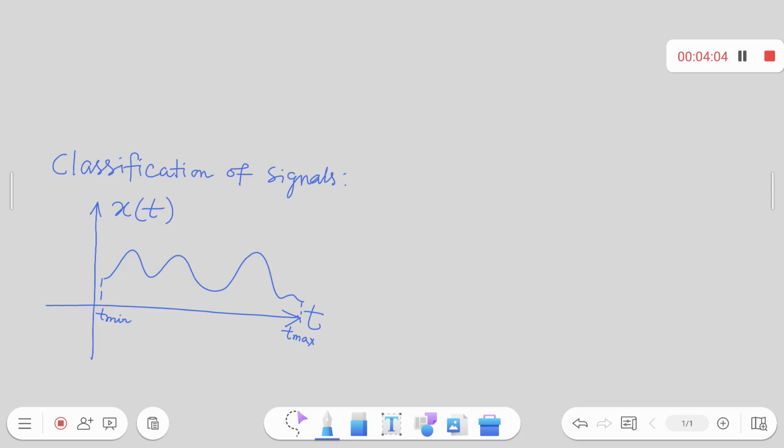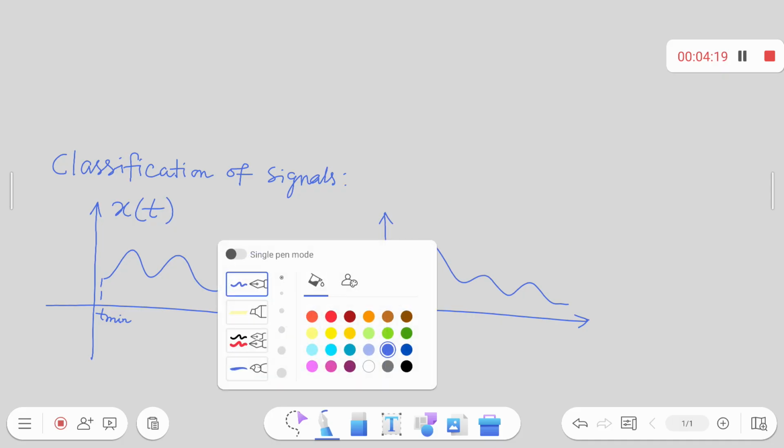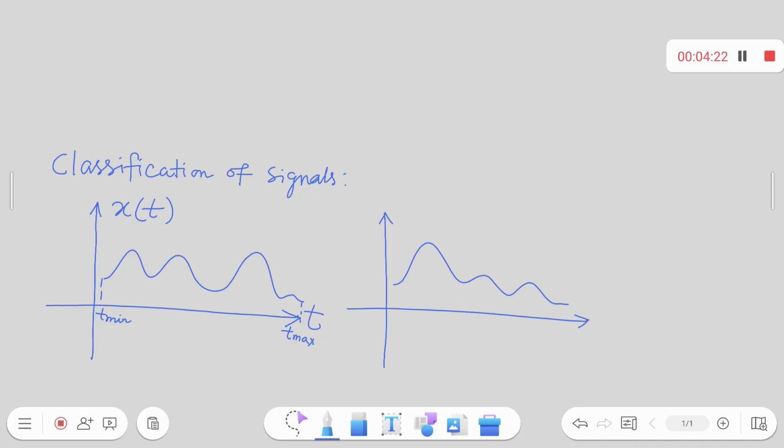So what we are considering is the signal which is defined for all values of time within this t min to t max, and now let me draw the same signal once again. I am assuming that even if the signal is defined for all values of t, we are considering some particular values of time within that range from t min to t max. Suppose this is the first value that we will consider. Suppose this is the second value that we will consider. This is the third value that we will consider, and so on and so forth.